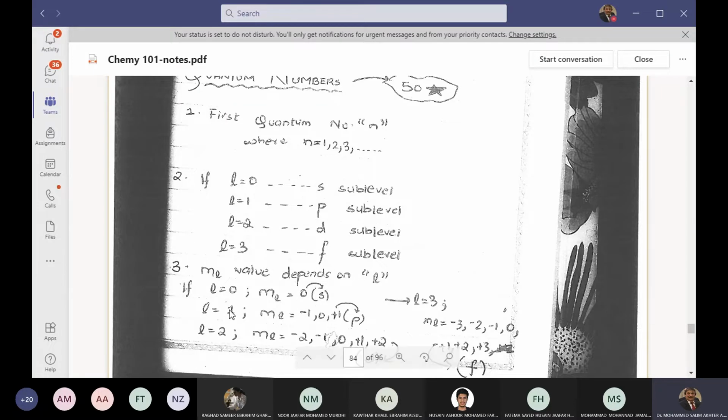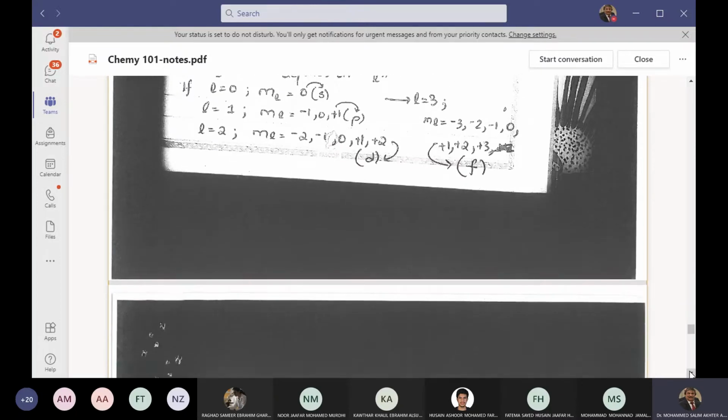L is equal to 1 means P sublevel. P sublevel means 3 boxes. What are their addresses? -1, 0, +1. Similarly, L equal to 2 means D sublevel. D sublevel means 5 boxes. What are those 5 boxes? -2, -1, 0, +1, +2. Similarly, F. The maximum electrons in each box is 2. I can have 1, but I cannot have 3.